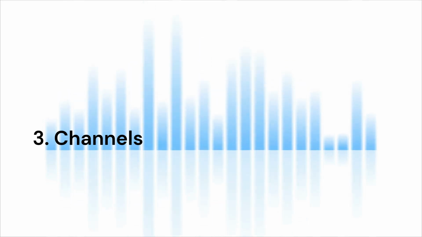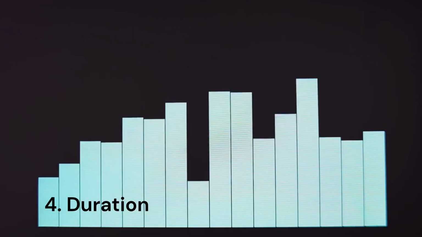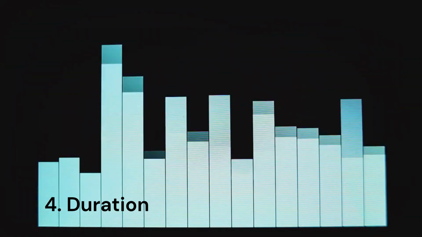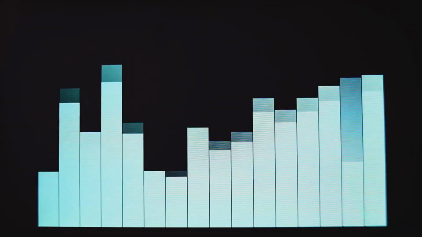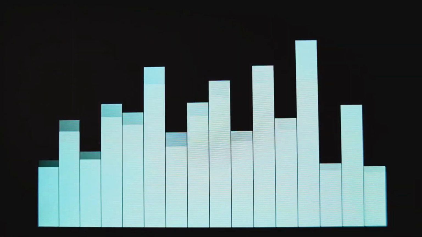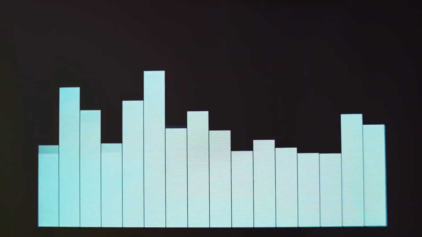Channels refer to the number of audio signals used. Mono audio has one channel, while stereo audio has two. Stereo audio files are generally larger than mono files because they contain more data to represent the different channels. Finally, we have duration. This is simply the length of the audio file in seconds. The longer the audio, the larger the file size will be, regardless of the other factors.